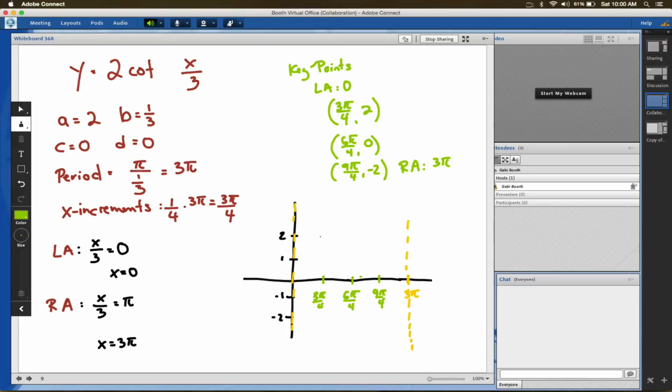Now I'm going to plot my points. So at 3 pi over 4, the cotangent here is 2 because of the amplitude. Then we go to 0, and then we go to -2. So my cotangent looks more or less like that. Here you go. This is one period for the cotangent. If you have to graph 2 periods, of course, you would keep adding 3 pi over 4. That's the cotangent of x over 3.